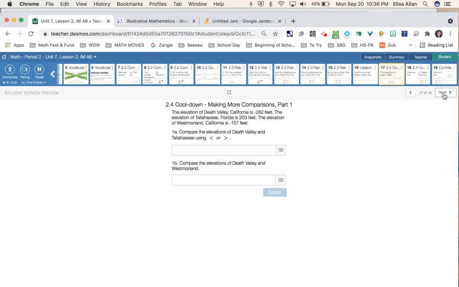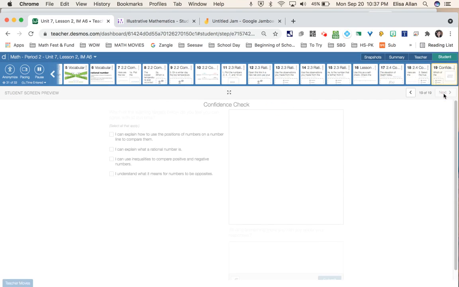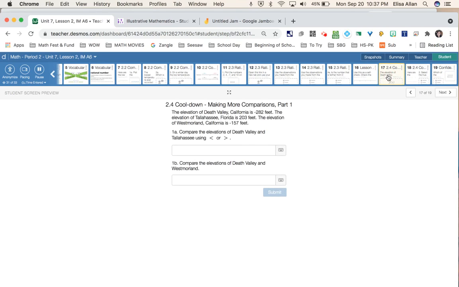Lastly, please work on your own to complete slides 17, 18, and 19. 17 is part of a cool down activity. This is, again, an independent assignment. It is something that is going to be looked at and graded. I want to see where your current understanding is based on this cool down.